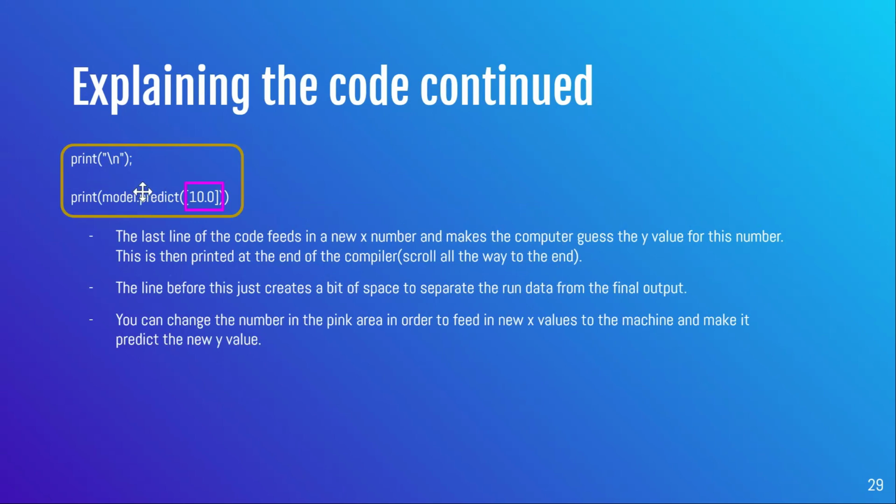So now moving on, these are the last two lines of the code. Here in the pink, this feeds in a new x value, which is 10, and tries to get the computer to predict the y value for it. This is where we're actually testing out the code and testing out the learning of the machine. The line before just creates a new line to create a bit of space from the running data, and you can change this value to enter any new x value that you want.